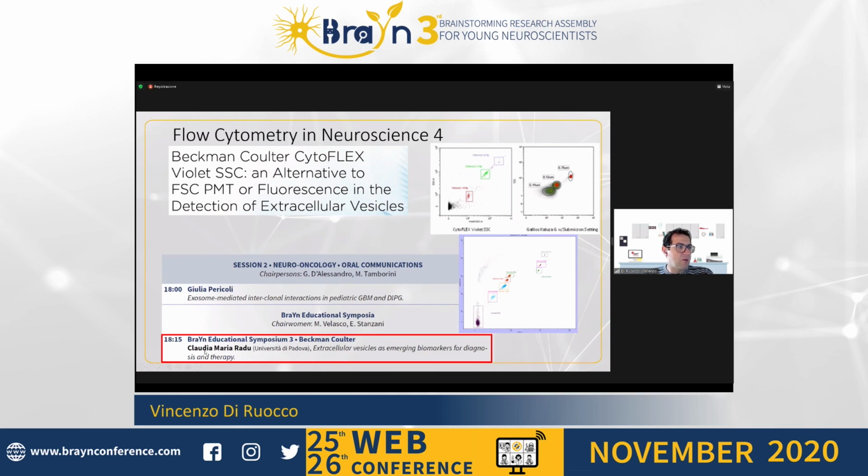Dottoressa Claudia Maria Radu from Università di Padova talked about extracellular vesicles as emerging biomarkers for diagnosis and therapies. What is interesting here is that the violet side scatter channel really enables better performance of this kind of application. As you can see here, this is the smallest size of my beads, 100 nanometers, and these beads can be clearly differentiated from the noise in this case.